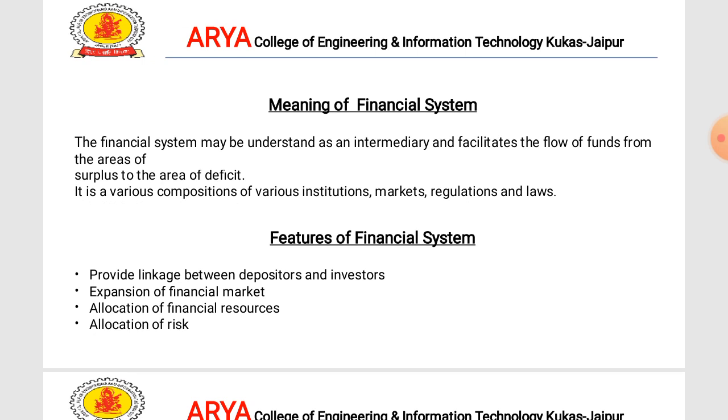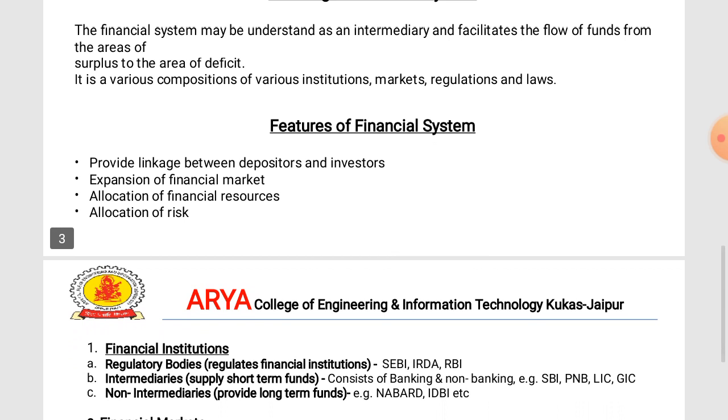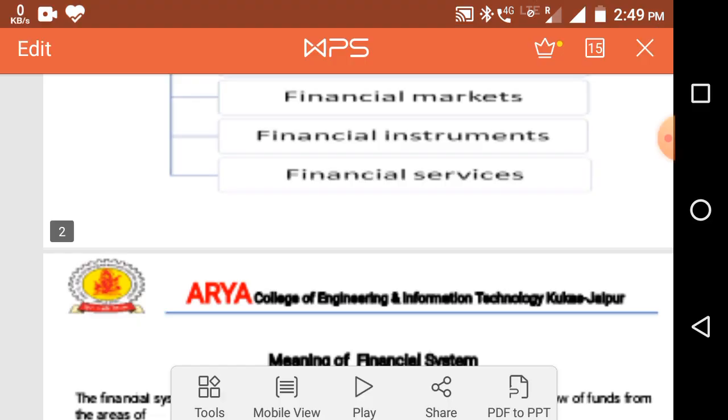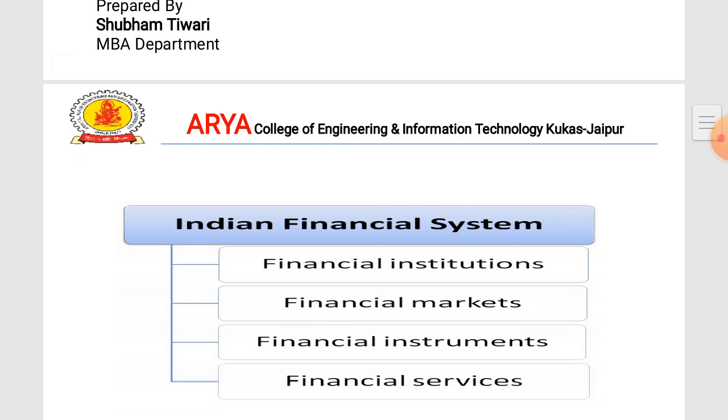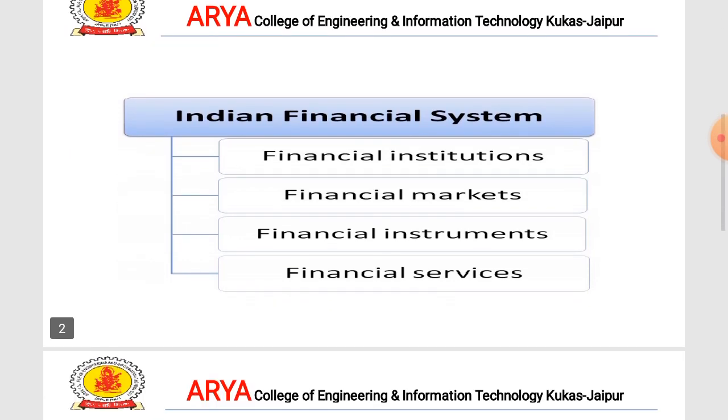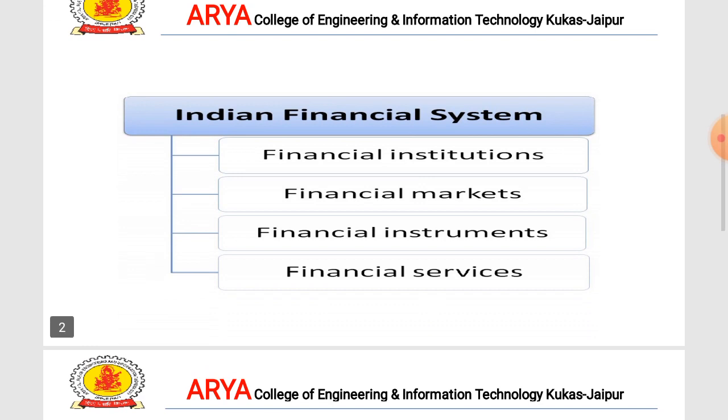Okay, now coming to the next. There are basically four categories of Indian financial system. The first one is Indian financial institutions. Second is financial markets. Third is financial instruments, and fourth one is financial services. So let us talk about these components one by one.